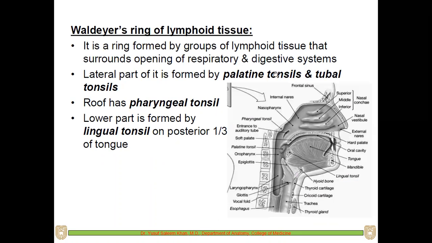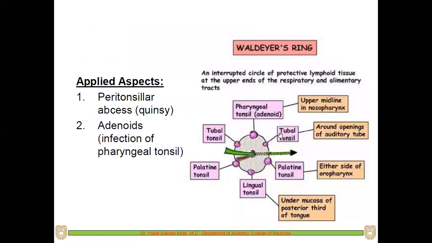So the palatine tonsil on either side, as well as something called the tubal tonsil, just beside the entrance of the auditory tube. There are tubal tonsils. So: the pharyngeal tonsil on the top in the nasal cavity, the lingual tonsil in the posterior one third of the tongue, the palatine tonsil on either side, and the tubal tonsil on either side.